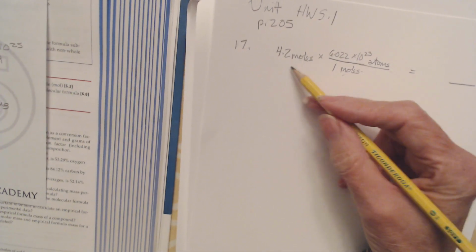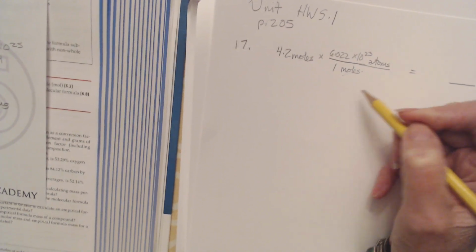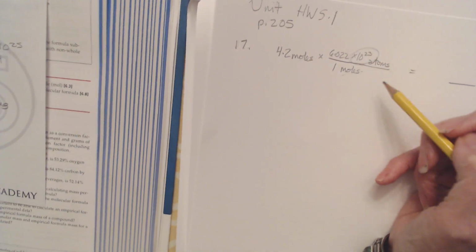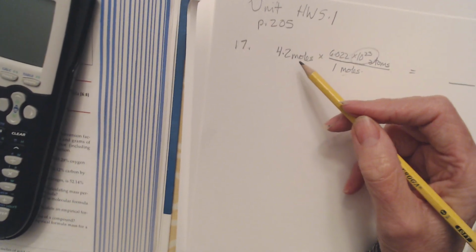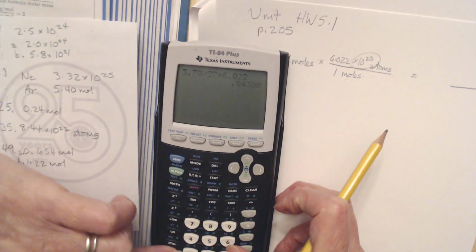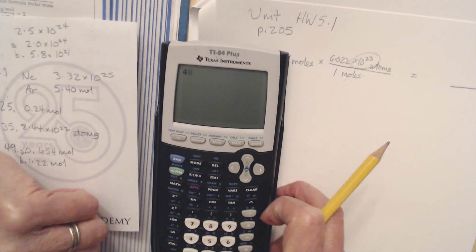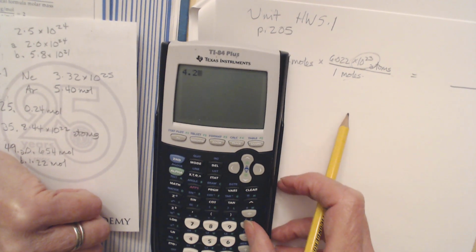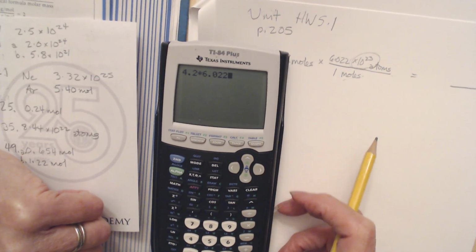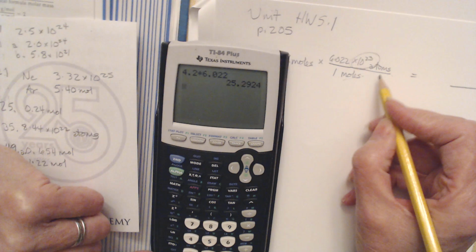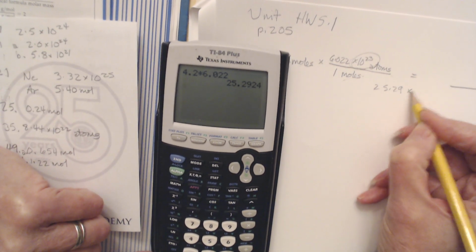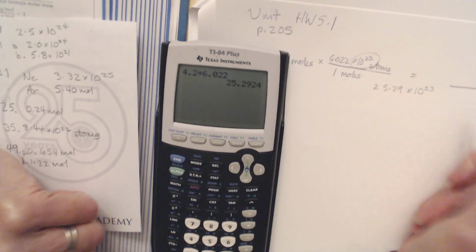So I've got that. So now all I need to do is do the math on it. But the way I do the math on these is I don't worry about the 10 to the 23rd. I circle it to remember to come back to it. But I just take my 4.2 moles, 4.2 times 6.022, equals, all right, and I get 25.29 times 10 to the 23rd, right? I have to remember to go back and pick that up.